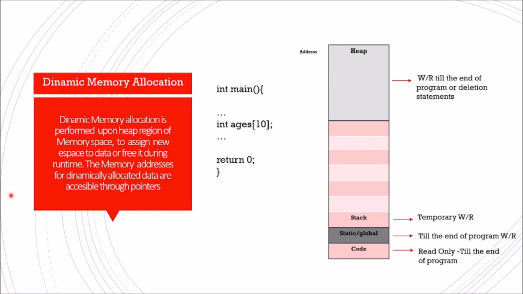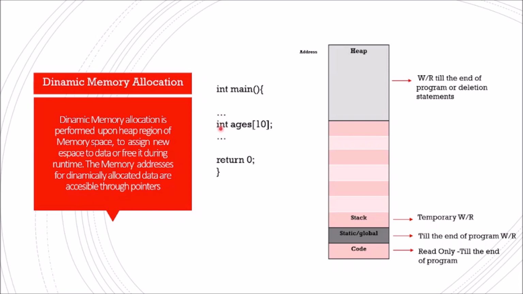Hi, this video is about dynamic memory allocation. Basically, dynamic memory allocation is when you increase or decrease the size of the memory used by your program during runtime. Let's see an example.